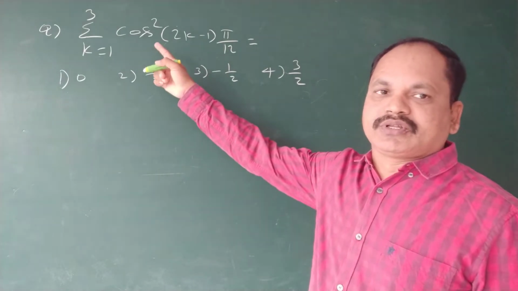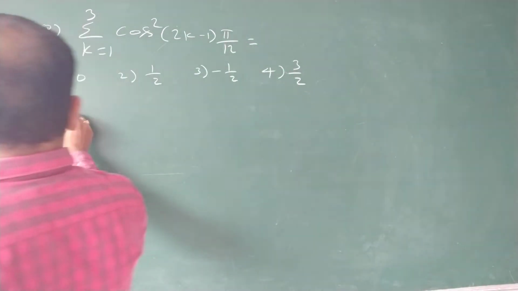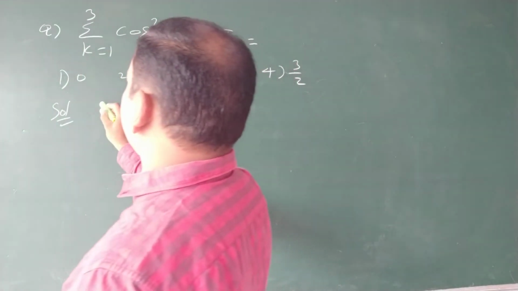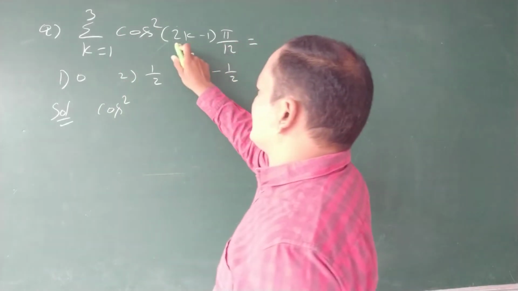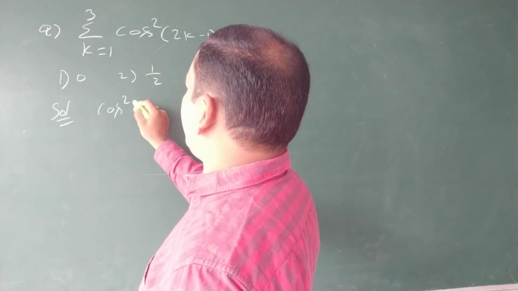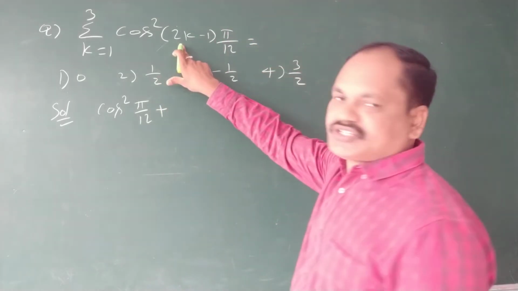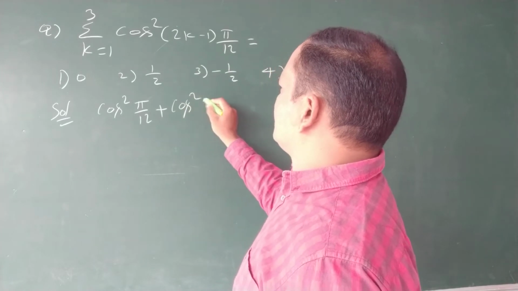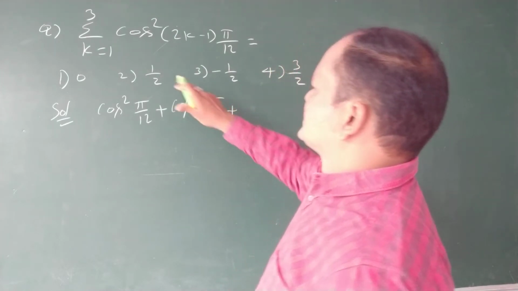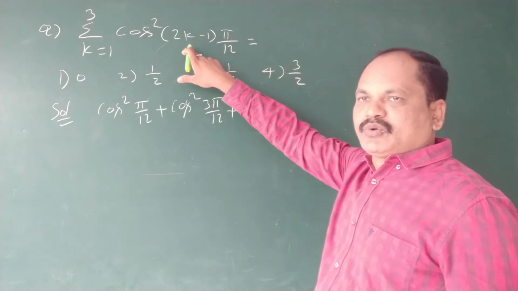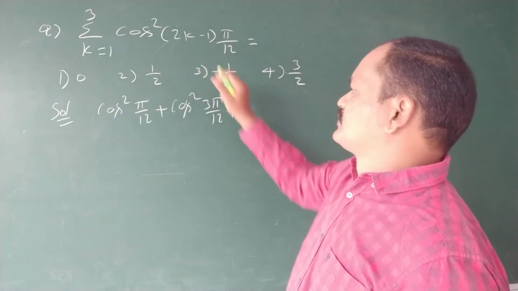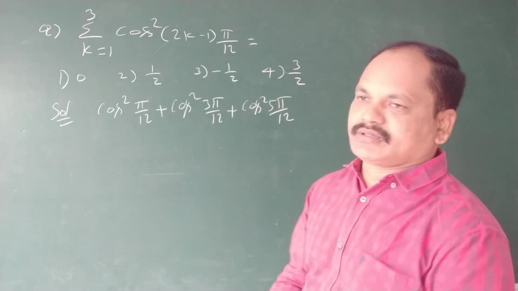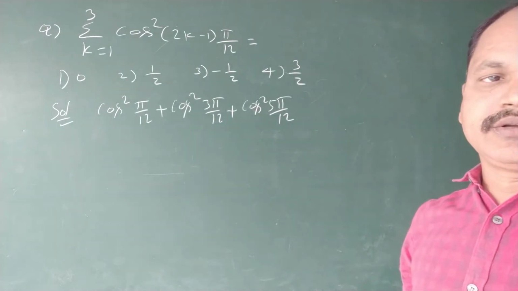Now we have to substitute the value of k here. So the solution for this one is: for k is equal to 1, here we have to write cos square (2k minus 1), 2 minus 1, that is 1, pi by 12, plus for k is equal to 2, 2 into 2 is 4, 4 minus 1, that's why cos square 3 pi by 12, plus in place of k we have to substitute 3, then it is 6 minus 1, 5 pi by 12. So cos square 5 pi by 12. That's all. Now observe here.